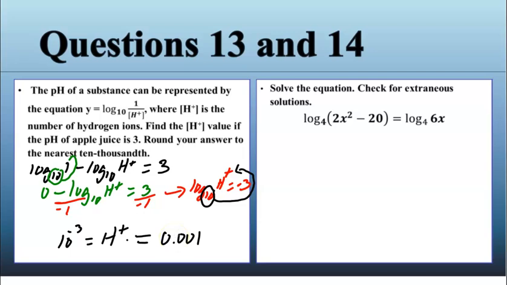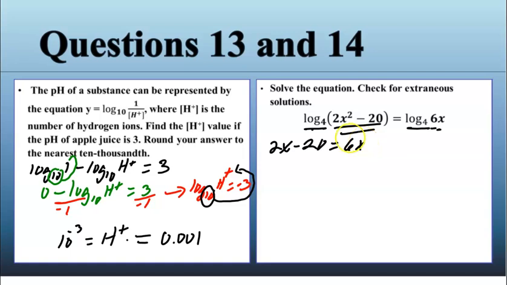Next, 14, solve the equation. Check for extraneous solutions. Just a reminder, extraneous solutions mean you will get a solution, but if you put it back in, it won't make sense. So when the bases of logarithms are the same, everything else is going to equal each other. So 2x minus 20 is going to equal 6x.